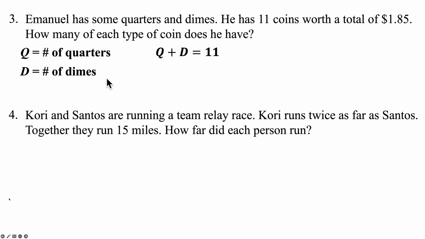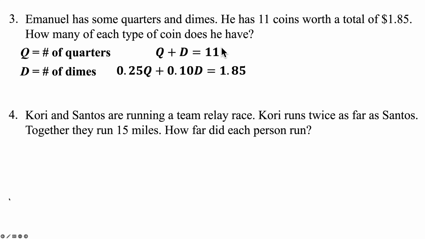Now, your rate equation, how much is a quarter worth? It's worth 0.25. So multiply that to the Q. The dime is worth 10 cents, 0.10. And the total value, since this is now a rate equation in dollars, it's $1.85.